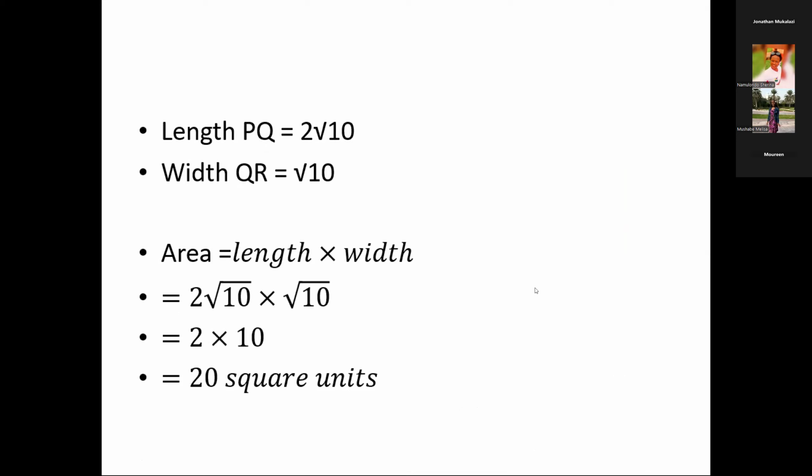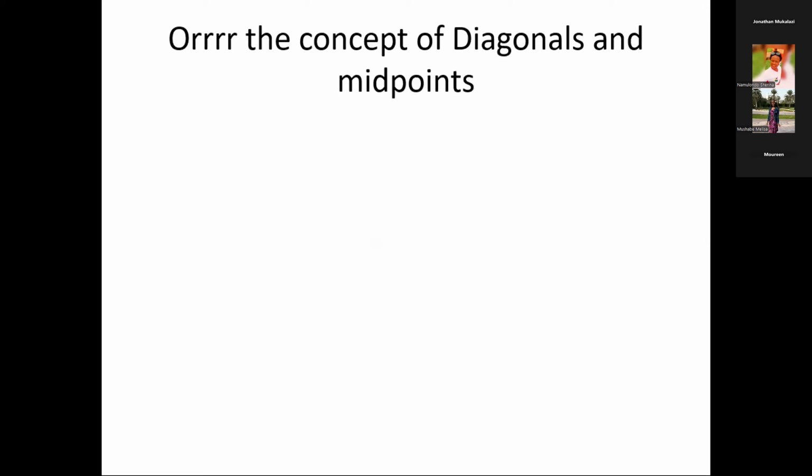Okay, let me go ahead and explain the concept of diagonals. The person was asking for the concept of diagonals. In this question, we are given the diagonals PR and QS. For a rectangle, both diagonals have the same midpoint, yeah? And both diagonals also have the same length. If we have that, that means the shape is a rectangle.